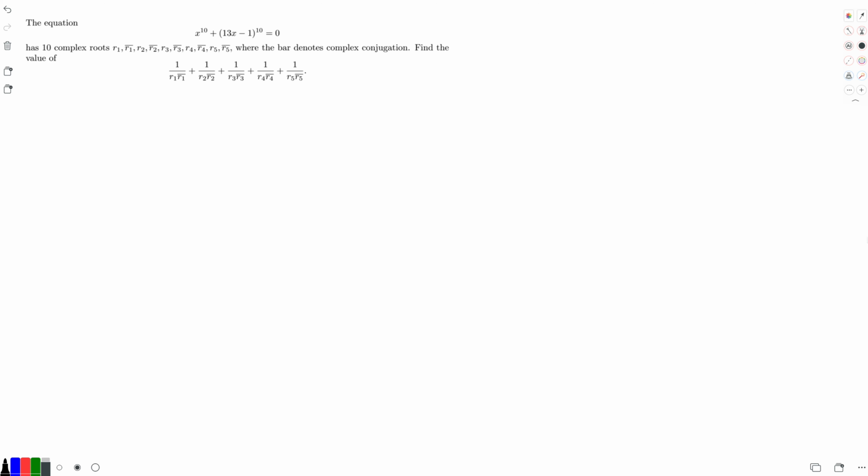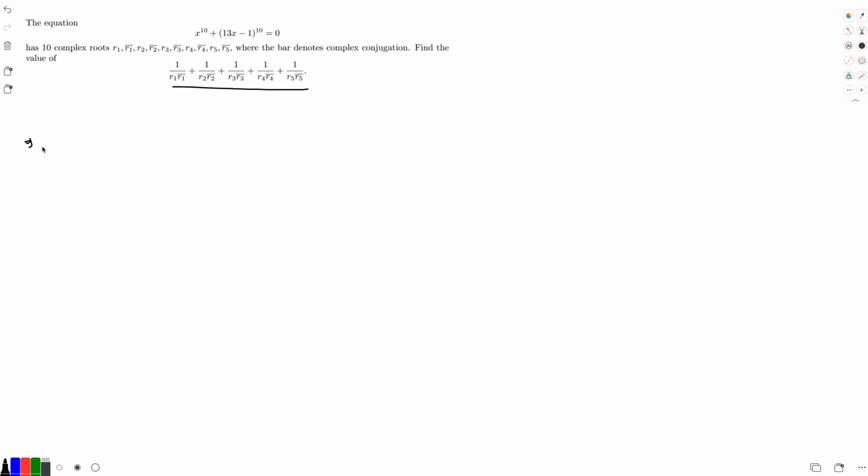Here is the 1994 AIME Problem 13. Here's a view of this problem. x to the 10th plus (13x minus 1) to the 10th is equal to 0 has 10 complex roots, which is obviously trivial by the fundamental theorem of algebra. If these are the roots, where the bar denotes complex conjugation, find the value of this thing over here.